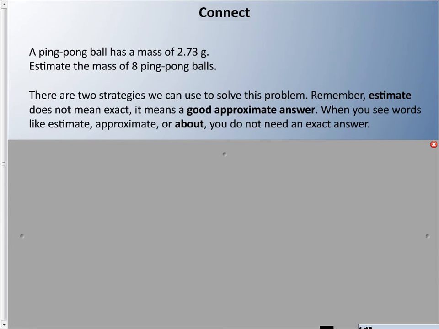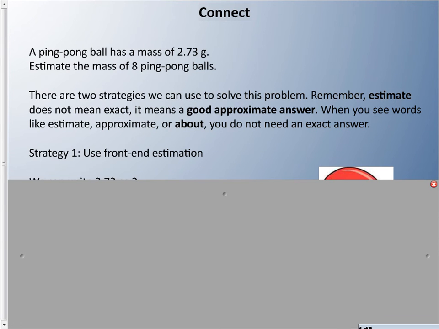And I just want to stop here and remind you that estimating does not mean exact. It means a good approximate answer. So when you see words like estimate, approximate, or about, you're not required to find the exact answer. You're just supposed to find a very good answer.